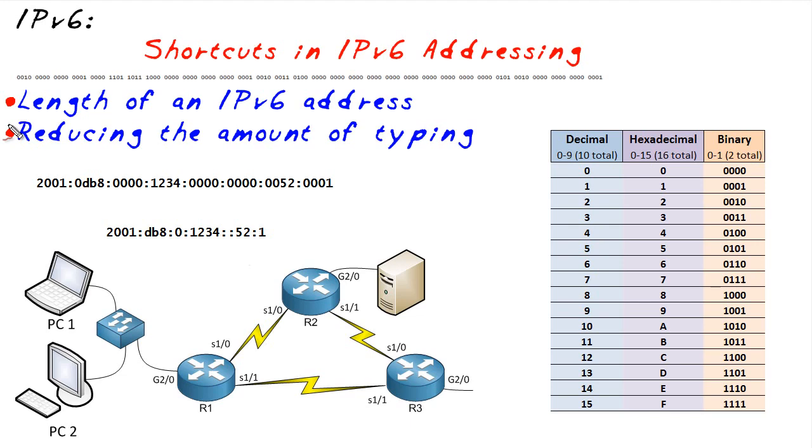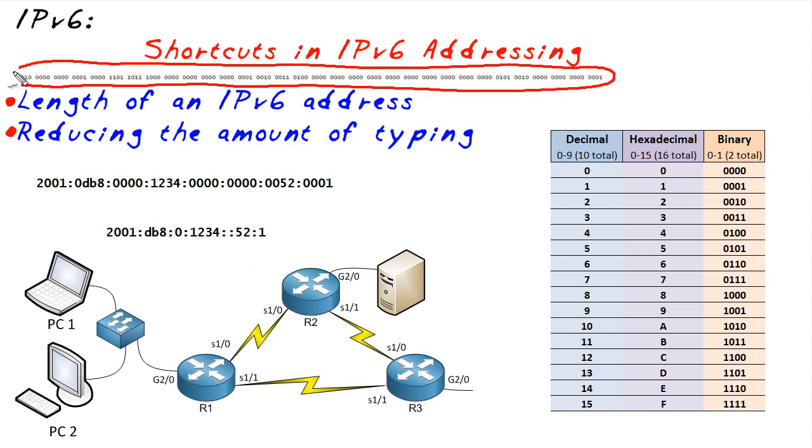Let's start off with an IPv6 address in its raw form, and that's right here. It kind of looks like microprint on a signature line of a check, but that's 128 bits in binary, on or off, and that is an IPv6 address. It's 128 bits in length.